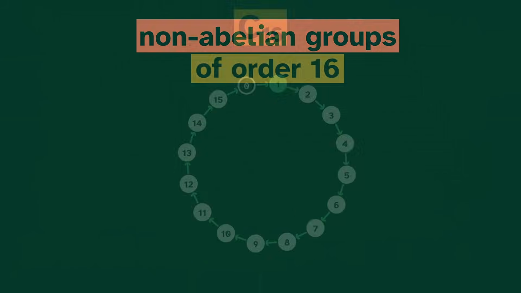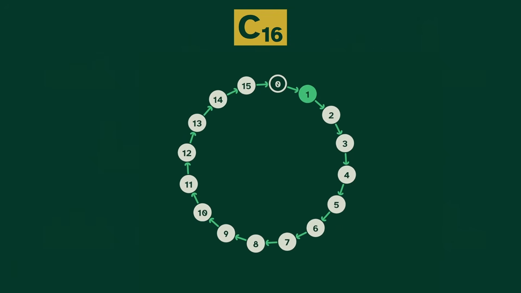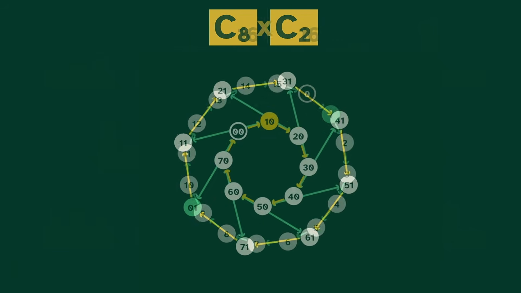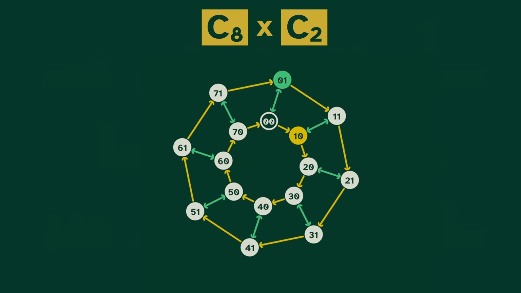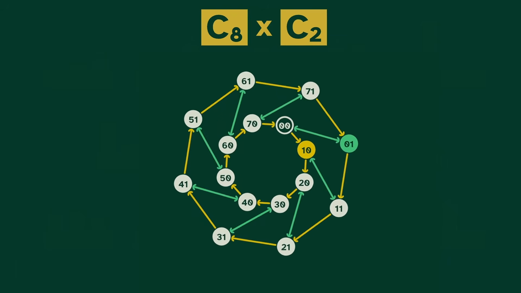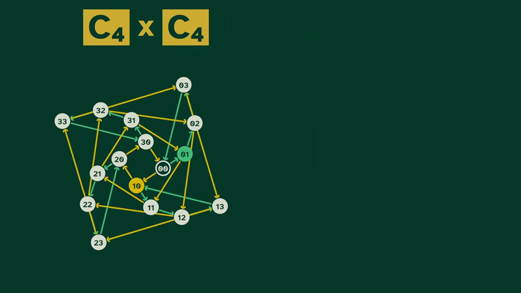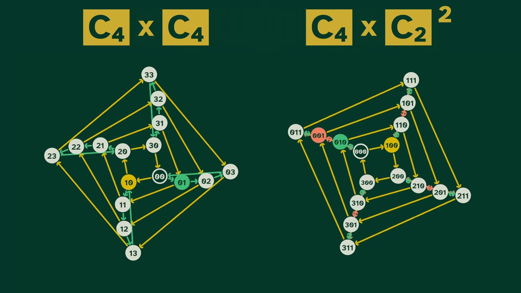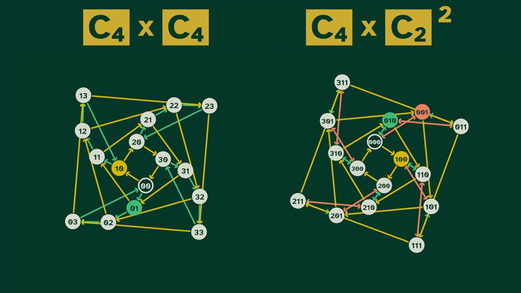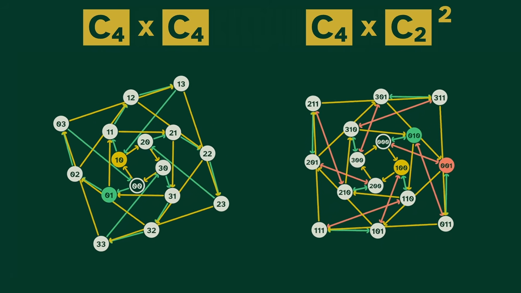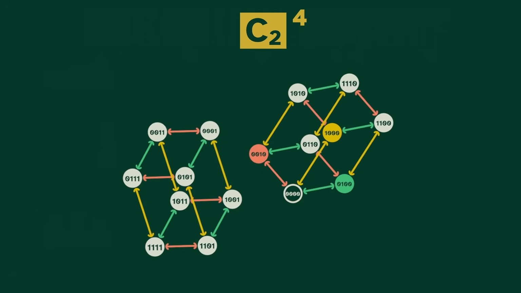Let's move on to the non-Abelian groups. Wait, can we look at the diagrams for the Abelian ones first? Oh, sure. So C16 is just a cycle, and then here's C8 times C2, which makes two connected 8-cycles. And then let's compare C4 times C4 with C4 times C2 squared. They both have the yellow 4-cycles, but they're connected differently. And finally, here's C2 tesseracted.